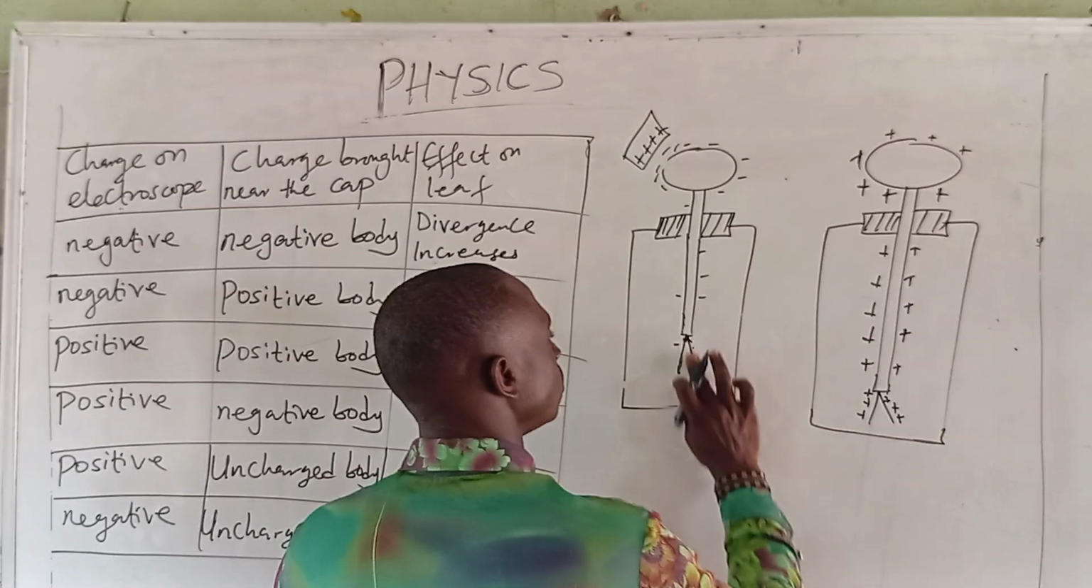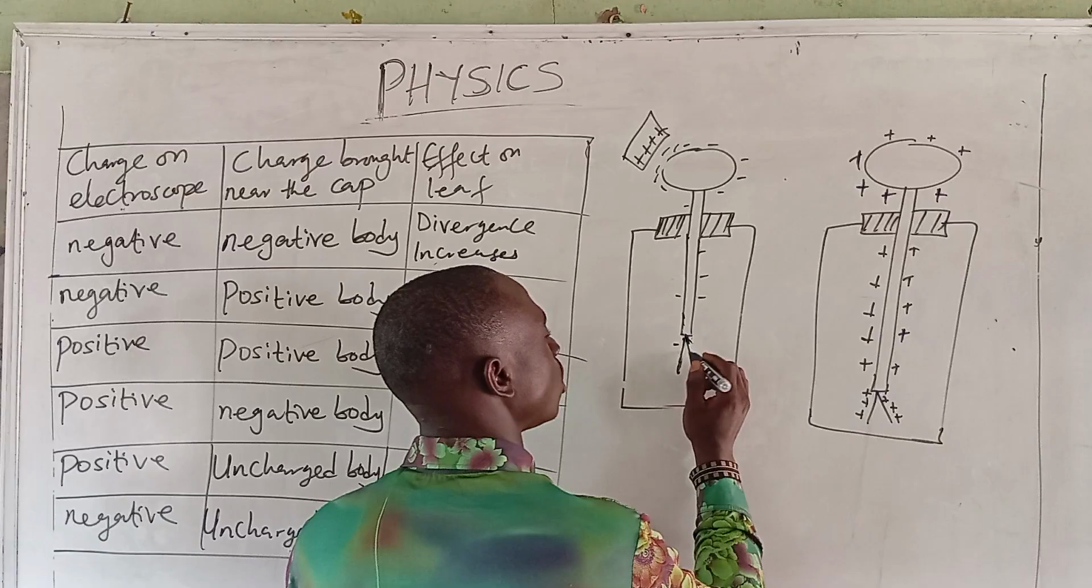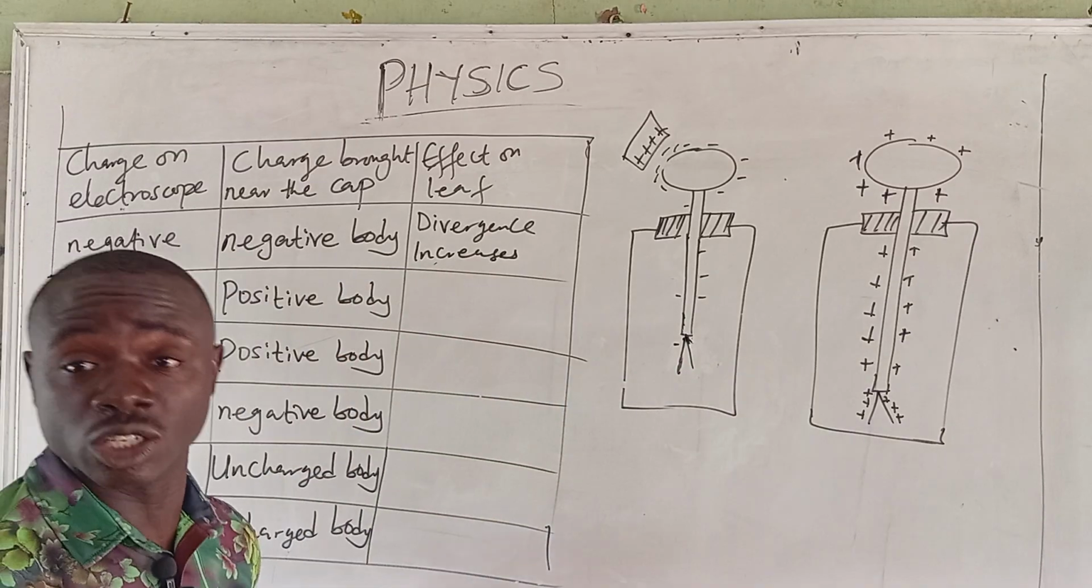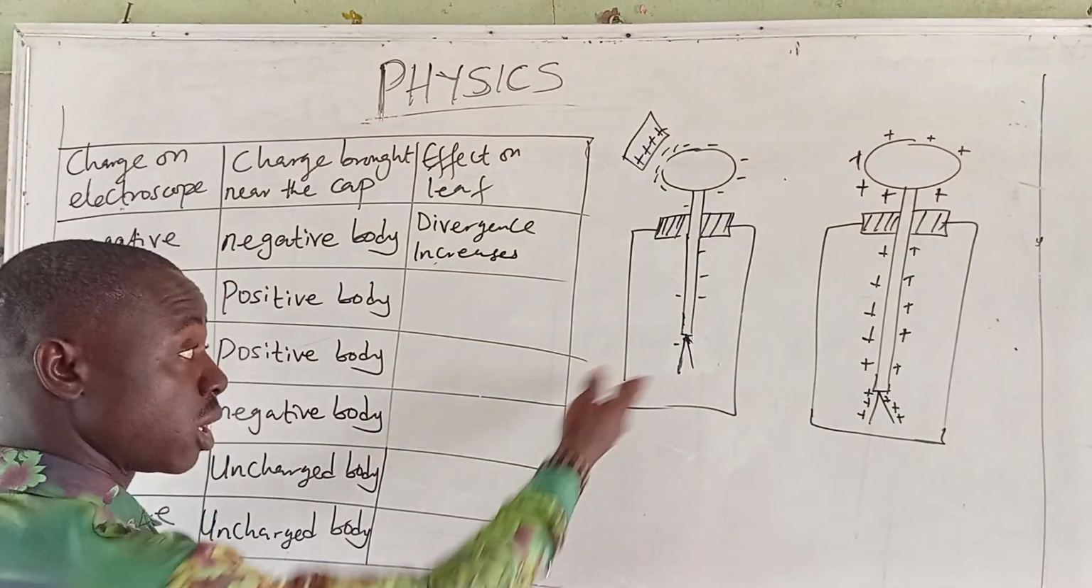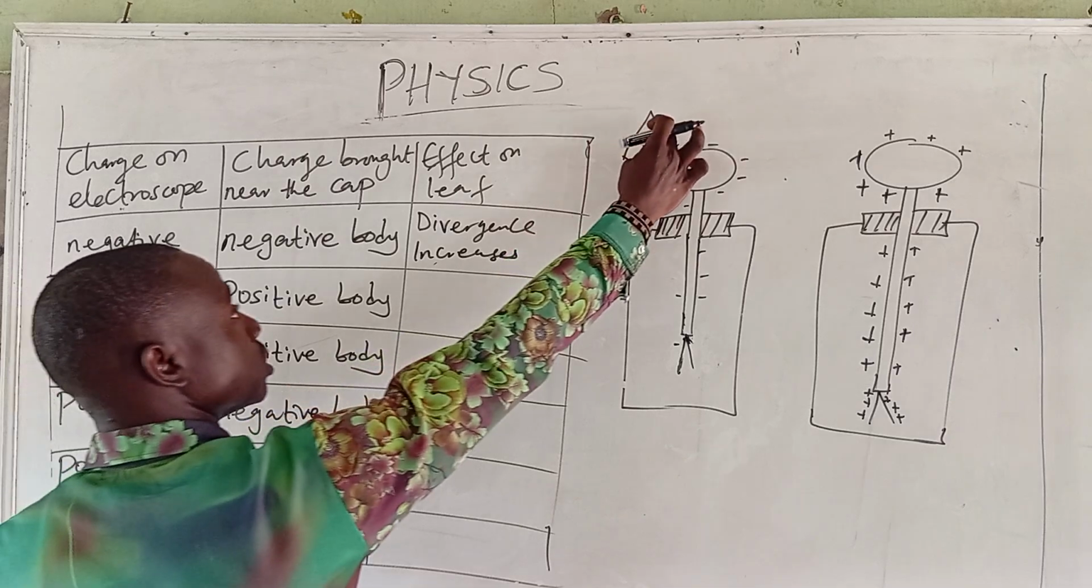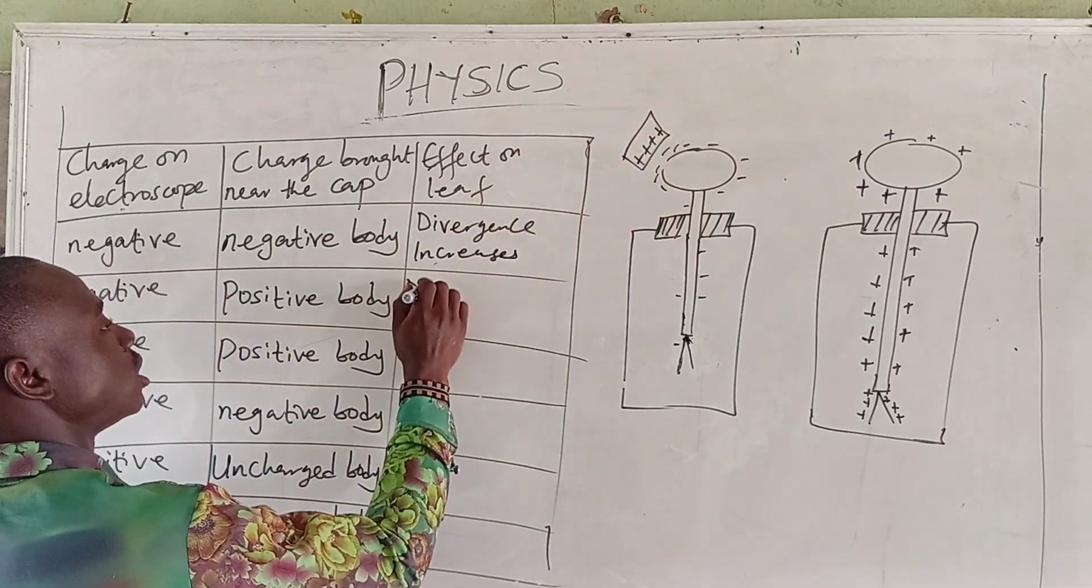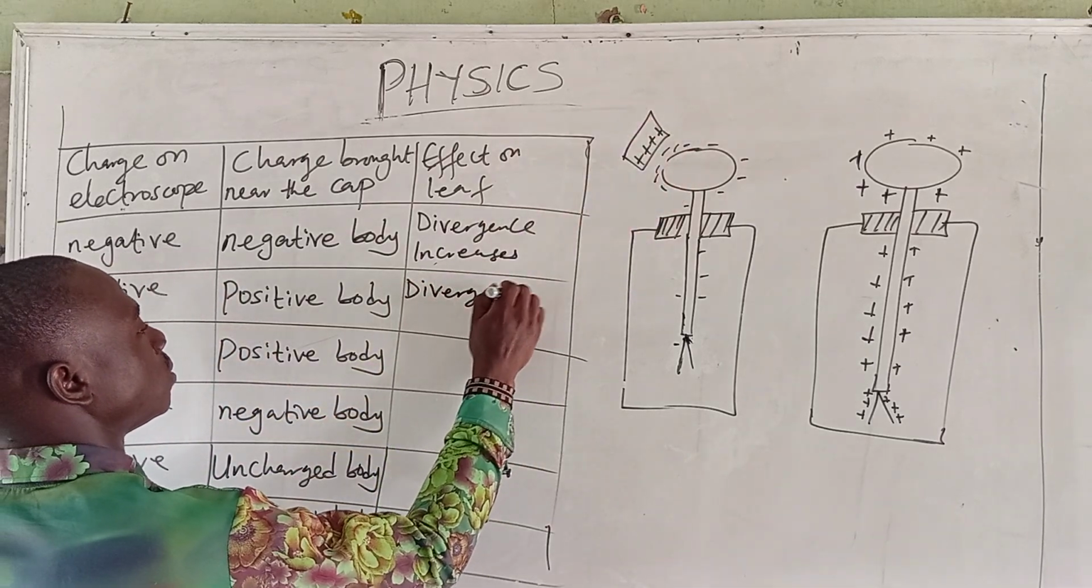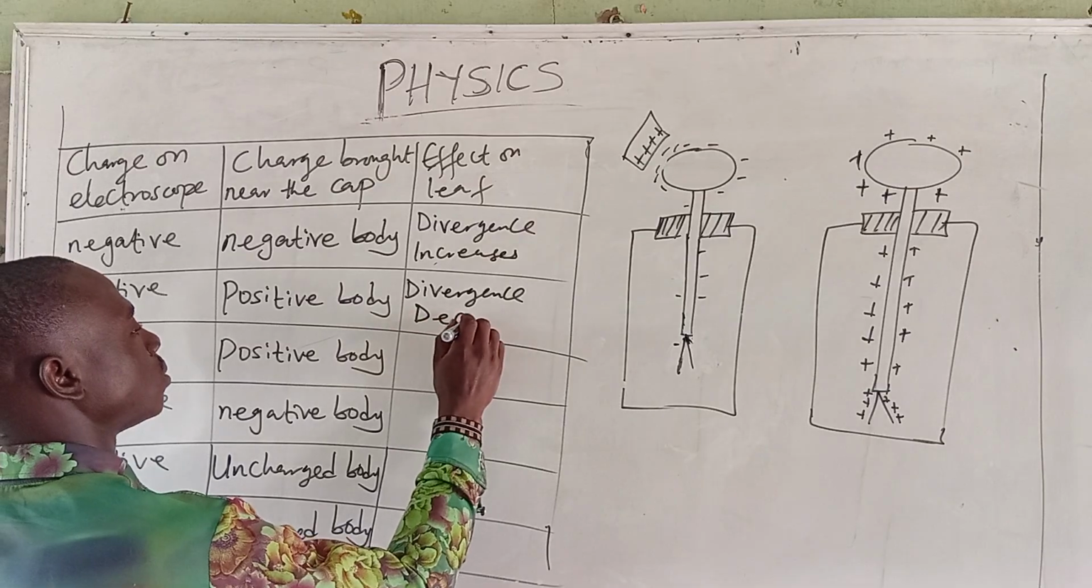So the leaf closes or collapses, or you can even say divergence is going to decrease, because there was already a divergence before you introduce your charge. So divergence decreases.